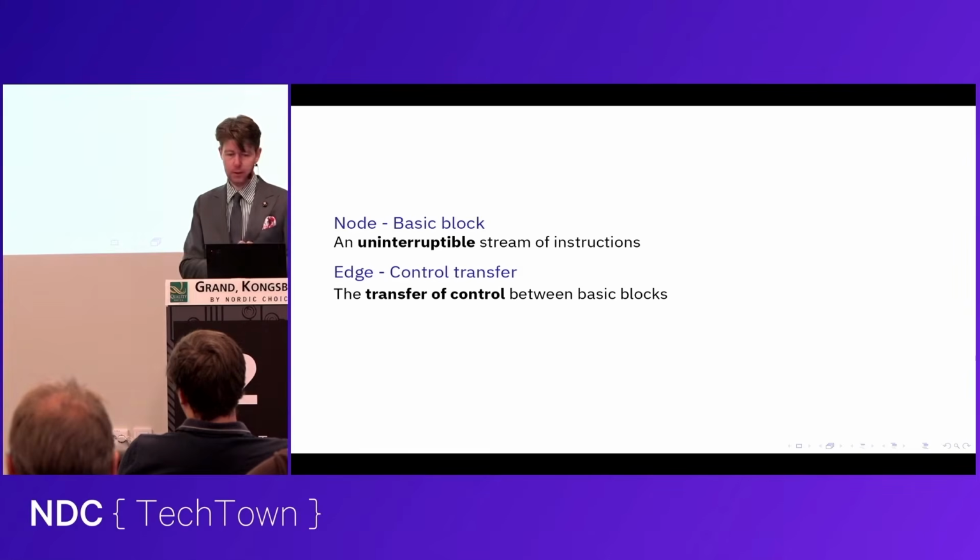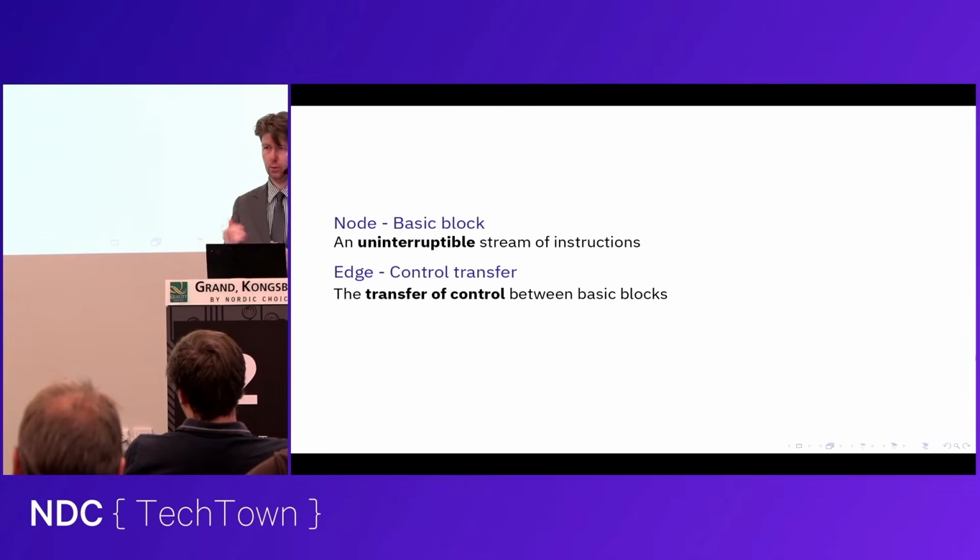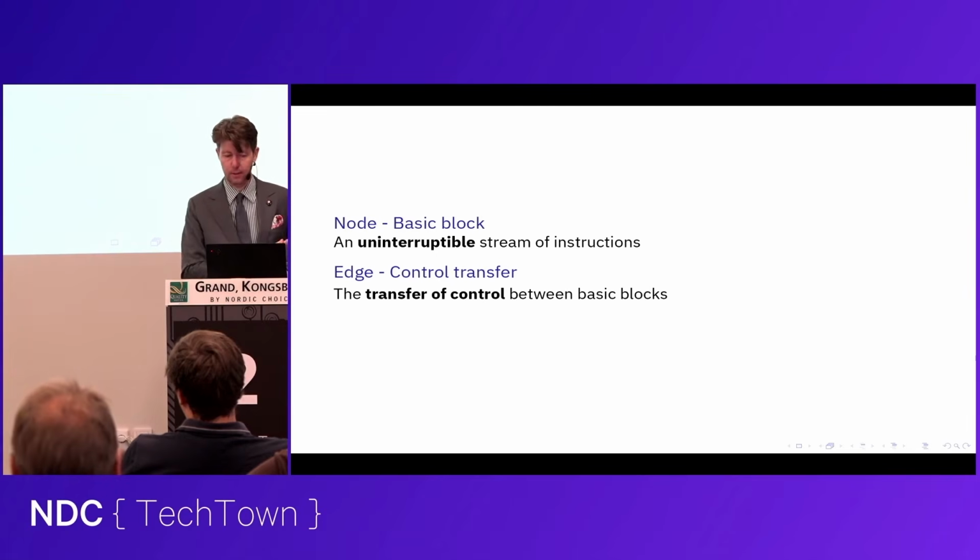So let's start with the definitions that we're working with. A basic block is an uninterruptible stream of instructions. Once you enter a basic block, there might be multiple ways out, but you will always reach the end, and you will execute every statement in there in order. The edges of this graph are the transfer of control between the basic blocks.